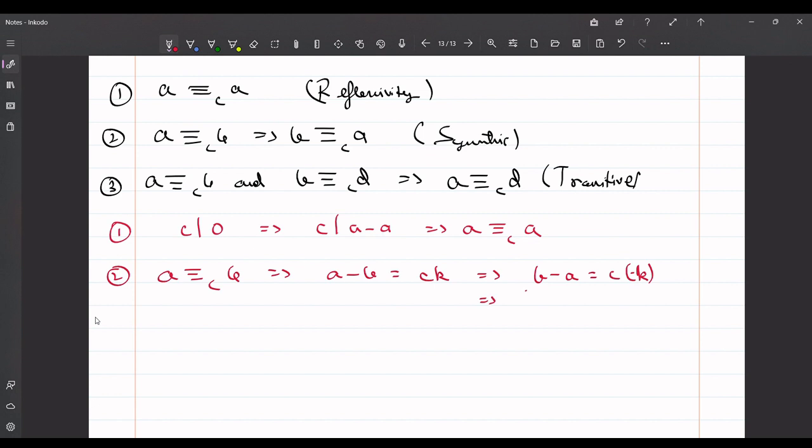So from here we can say that B is congruent to A modulo C because B minus A is divided by C. Clear? Number 3, let's see. So A is congruent to B modulo C means A minus B is a multiple of C.